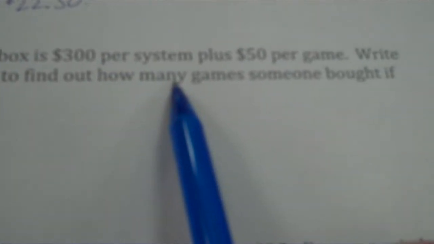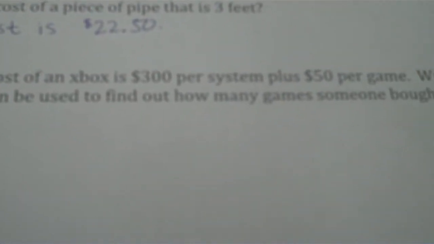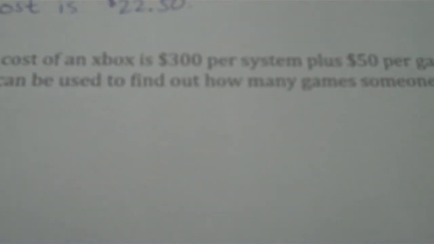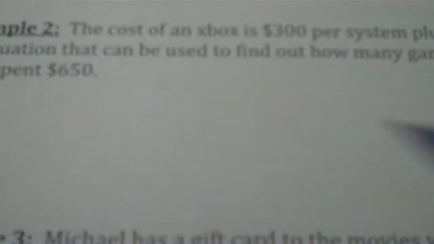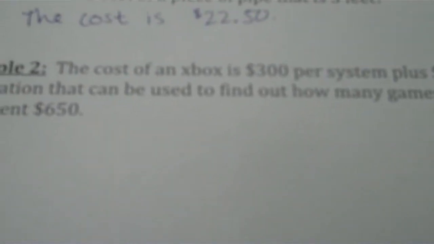The cost of an Xbox is $300 per system plus $50 per game. So it's $300 per the system. Don't tell me, no, it's not, I'm just making numbers up. And $50 per game. Write an equation that can be used to find out how many games someone bought if they spent $650.